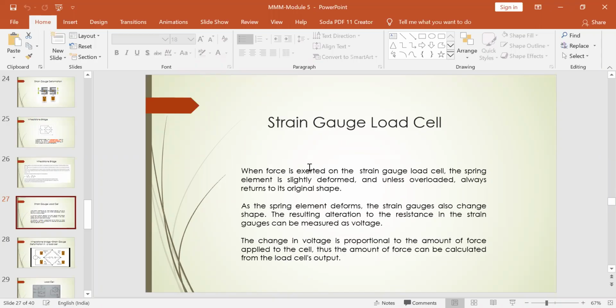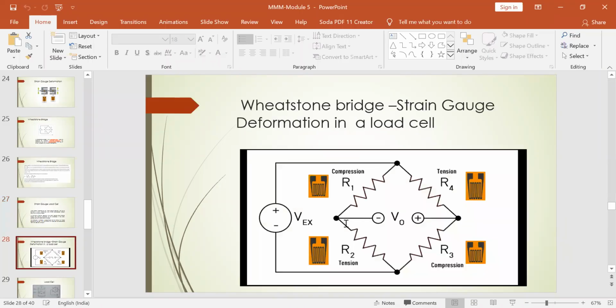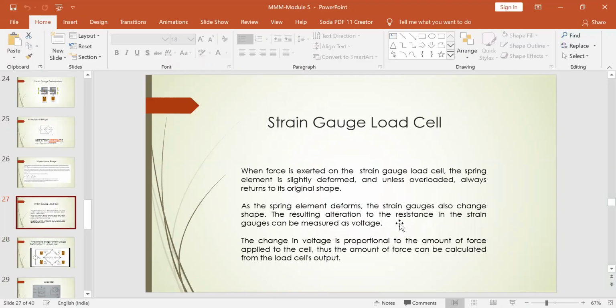If it is loaded to a very reasonable value, then it deforms and comes back to its original shape. If it is not overloaded, it will return to its original shape. So as the spring elements deform, what happens? The strain gauges also change shape. The resulting alteration to the resistance in the strain gauges can be measured by the output voltage. As I told you, the variation in the spring could be measured here in our output voltage.